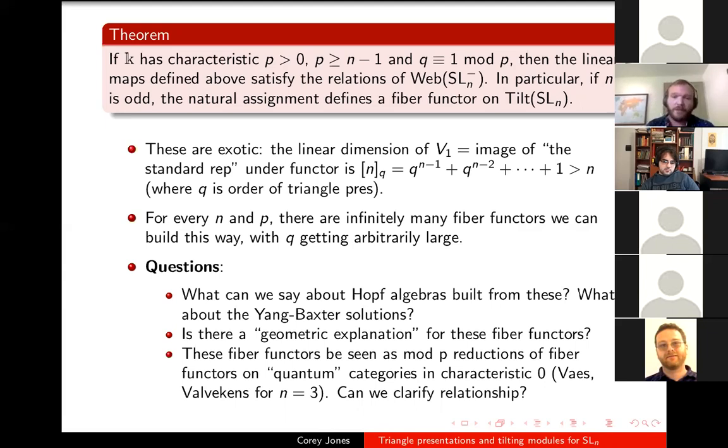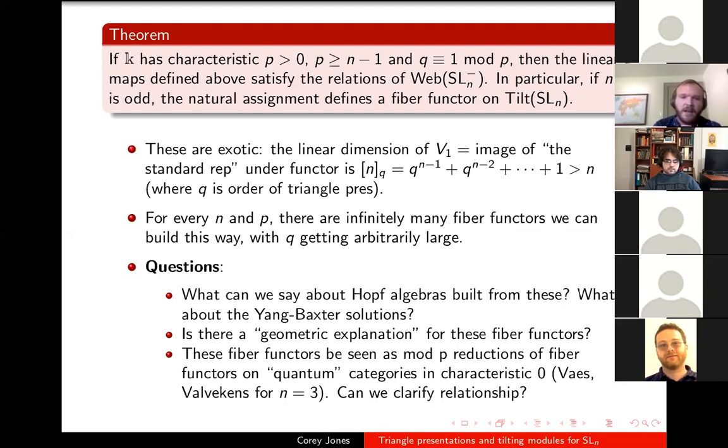So some questions about these things. What can you say if you apply the Cohen construction? You can get some Hopf algebras out of these. What can you say about those Hopf algebras? You also get some solutions to the Yang-Baxter equation, which when you write them down actually look pretty nice. In the paper, I do say a little bit about those in some cases and what they look like, and they look pretty nice combinatorially. What can you say about them? Of course, they're involutive solutions to the Yang-Baxter equation because the braiding on SLN is symmetric, but there's still these interesting ones in positive characteristic.